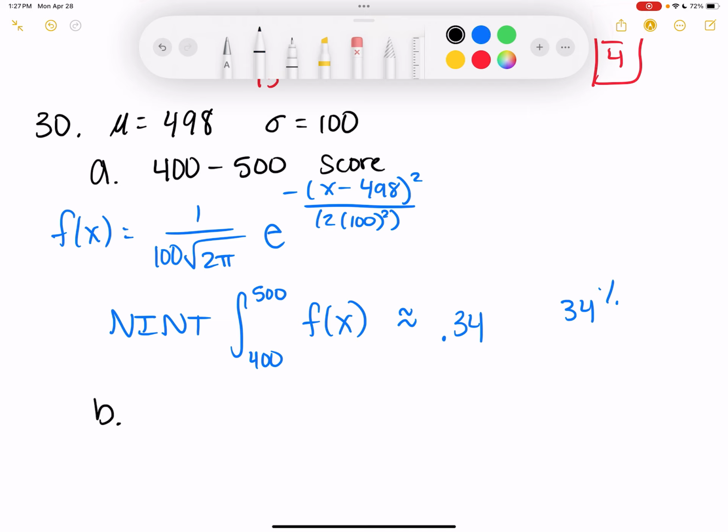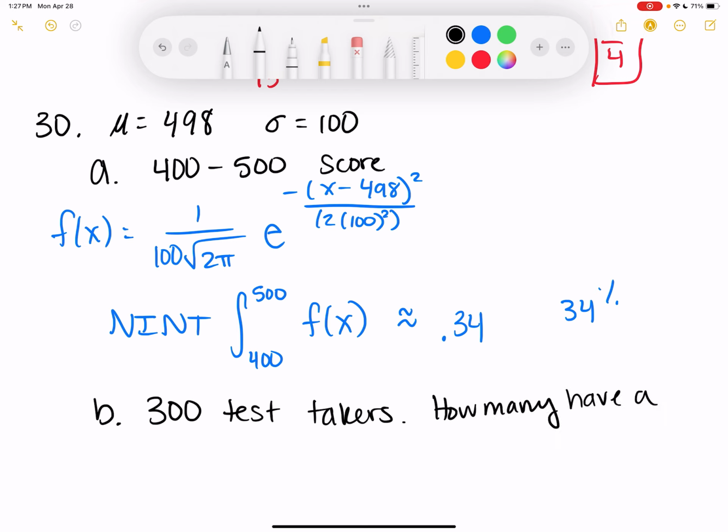Then part B. Oh, but wait, why do you think I just wrote A? Guys, I'm still teaching. There's 300 test takers. How many have a score over 700?